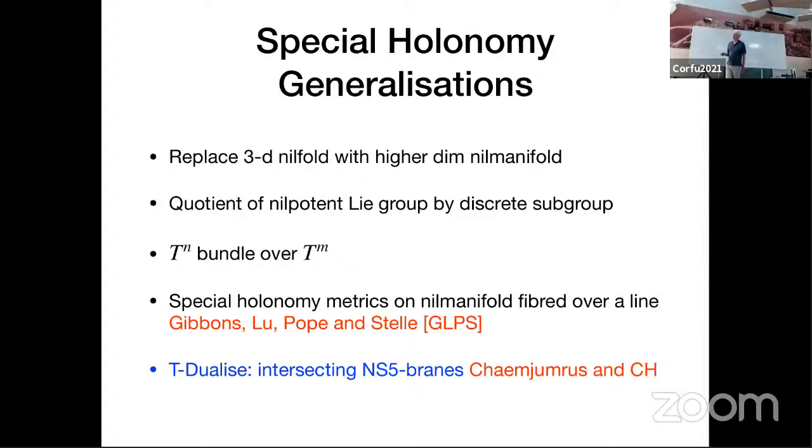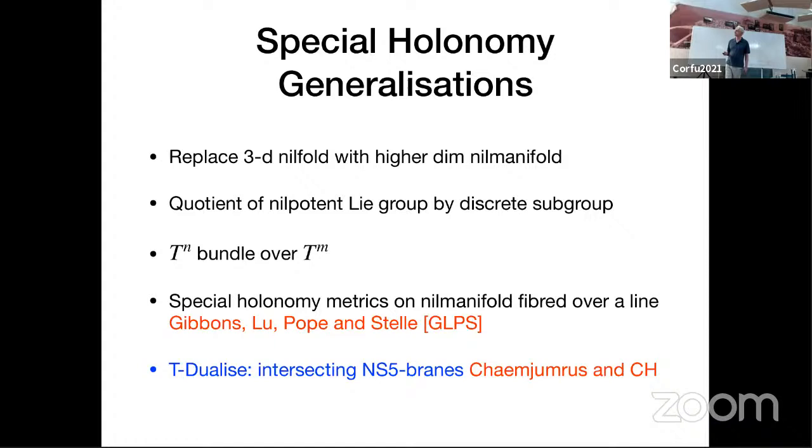And remarkably, there are special holonomy metrics on these manifolds fibered over a line, as was discovered from a supergravity analysis some time ago by Gibbons, Lu, Pope, and Stelle. And we looked at T-dualizing this, and interestingly, these special holonomy metrics give rise to intersecting Neveu-Schwarz fivebrane metrics. And then further dualizations will give rise to pictures of these different special holonomy manifolds in terms of other intersecting branes, including some of these exotic branes. So there's a whole zoo of interesting geometries, and each of them has chains of duals which include intersecting brane solutions.